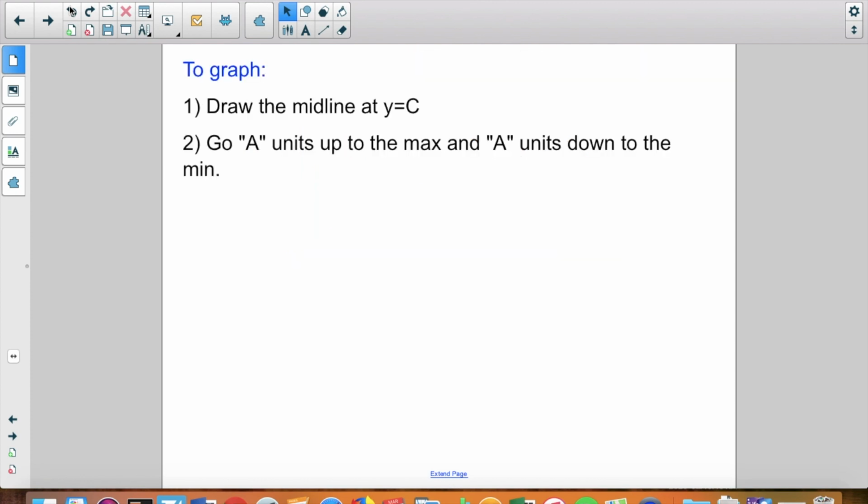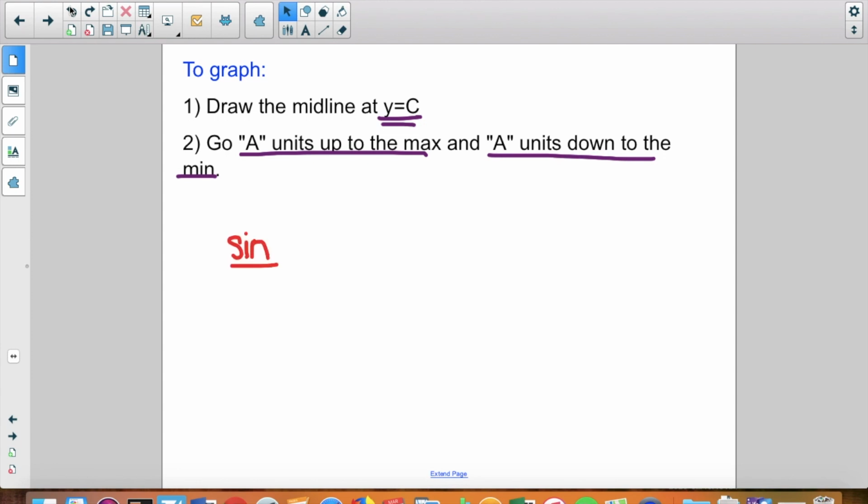So to graph, the first thing you're going to do is draw your midline at y equals c. And next you're going to go a units to the max and a units to the min. Now what's important is you know the pattern of the sine and cosine graph. So I do want to take a second to talk about that.